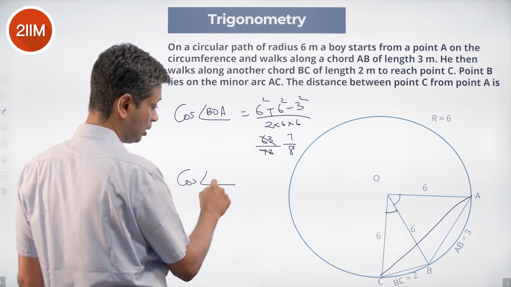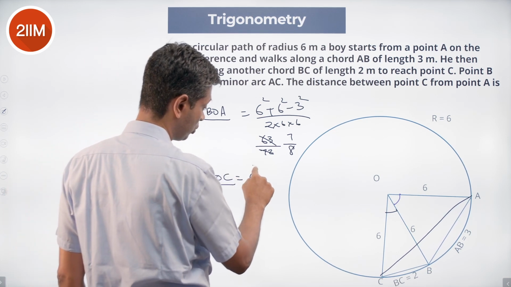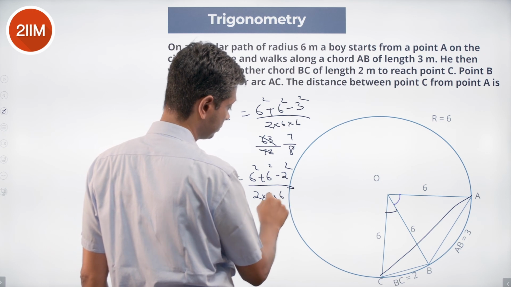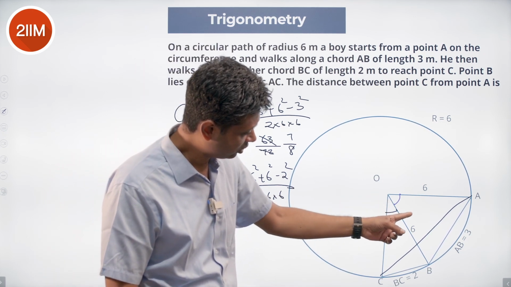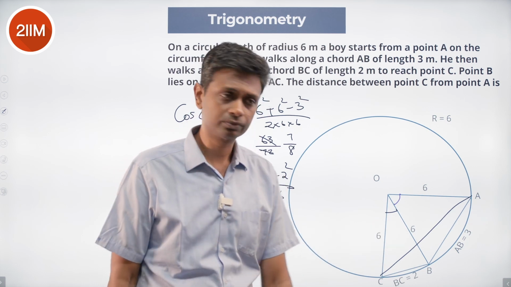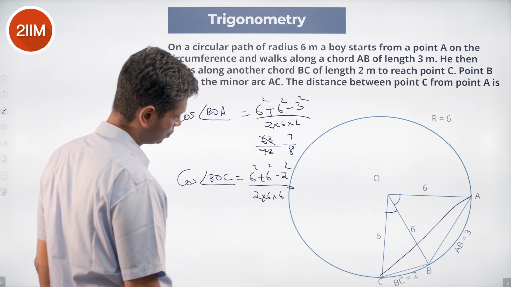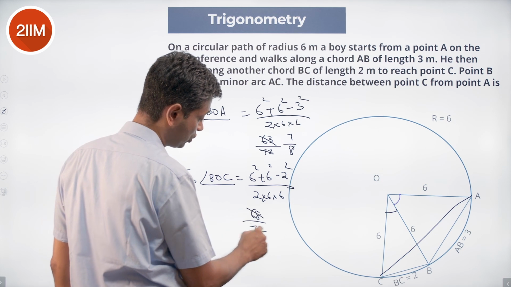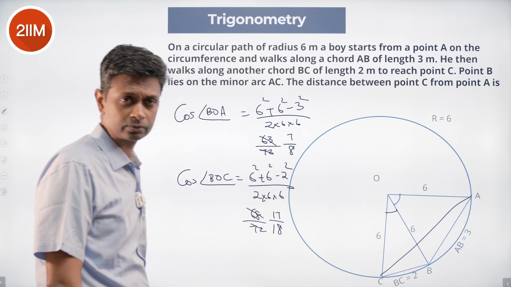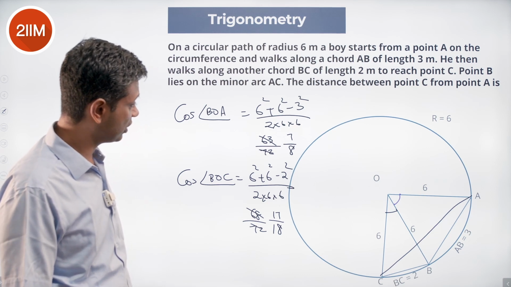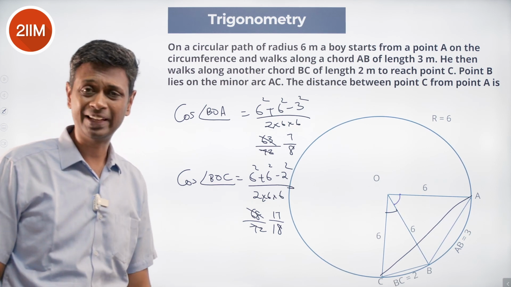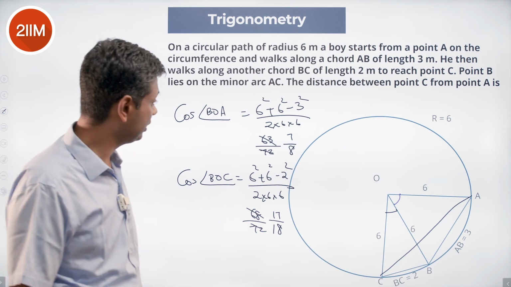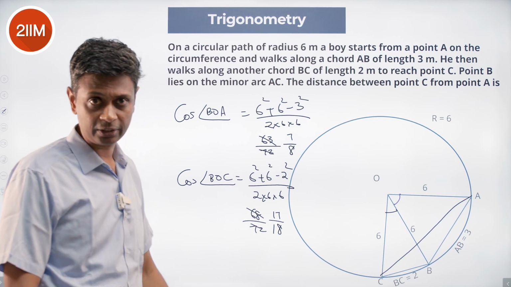What are we going to do? We're going to find cos of angle BOC. Again, 6 square plus 6 square minus 2 square by 2 into 6 into 6. I want to find cos of this angle. This square plus this square minus this square divided by 2 into these sides. Lovely. This is 72 minus 4, 68 by 72, which is 17 by 18. Nice. So cos of angle BOA is 7 by 8. Cos of angle BOC is 17 by 18, which works. The smaller angle, cos should be higher. Right? So 68 by 72 is 17 by 18. 63 by 72 is 7 by 8. Right? So nice.